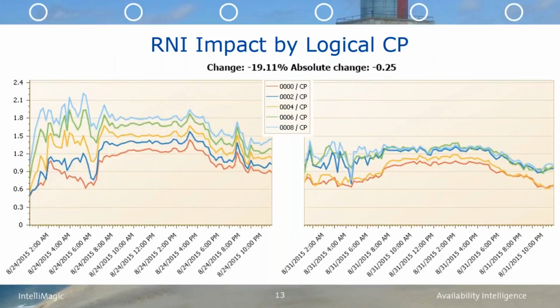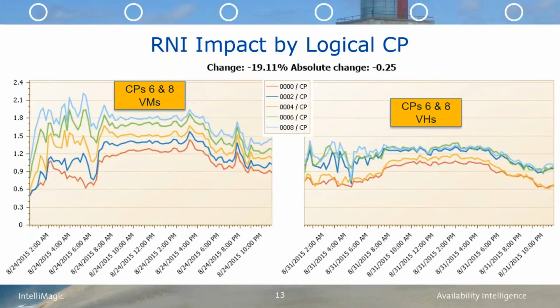Now this chart showing RNI for the same dates and system but now by logical CP is very informative because it confirms that the 2 vertical medium CPs, CPs 6 and 8, the light blue and green lines at the top of the before chart on the left, had the greatest reductions in RNI. When they were running as vertical mediums, they had higher RNIs than the vertical highs because they were competing for processor cache with other LPARs.